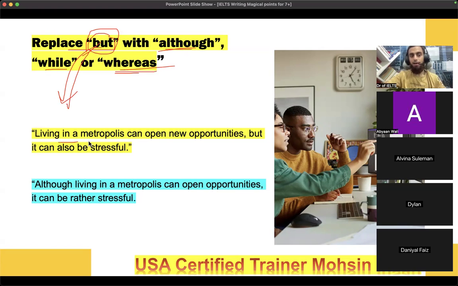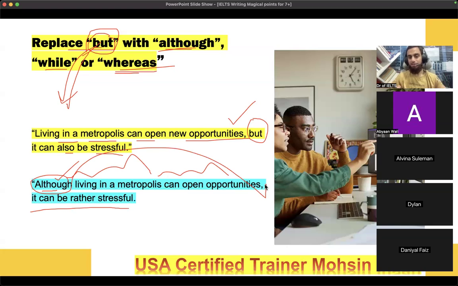Like, "Living in a metropolis can open new opportunities, but it can also be stressful." Now, this is okay grammatically. Yet, if you start the sentence with a reasonable word, "Although living in a metropolis can open opportunities, it can be rather stressful." You can also use although between two ideas, where one idea is stated and you are sharing another: "Living in a metropolis can open opportunities, although it can be rather stressful."